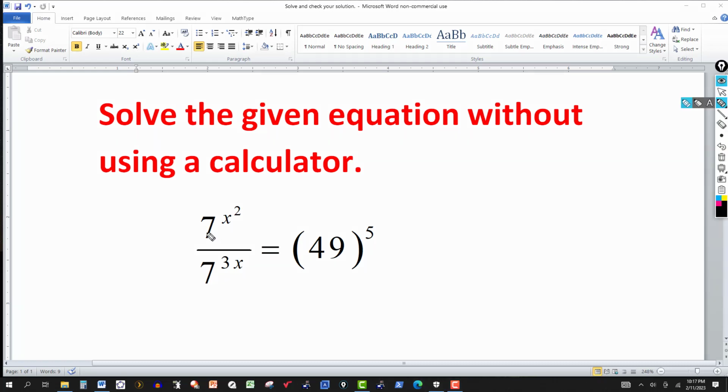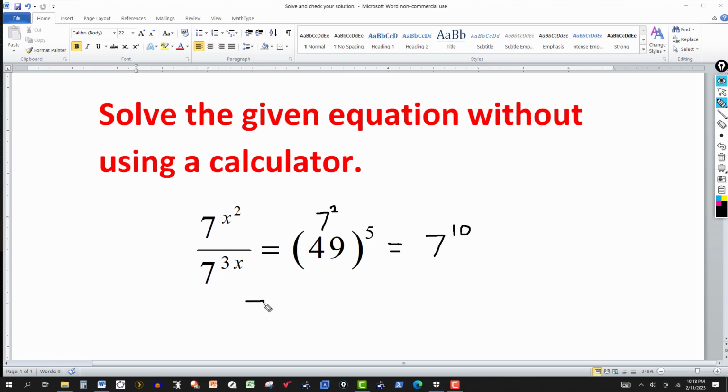So here we have a base of 7 on the left side in the numerator and also the denominator, and then 49 is the same thing as 7 squared. So we can rewrite the right side. Replace 49 by 7 squared, use the power to a power rule, multiply the exponents, so I can rewrite this 49 to the 5th as 7 to the 10th. Multiply the exponents, 2 times 5. This will give me a 10.